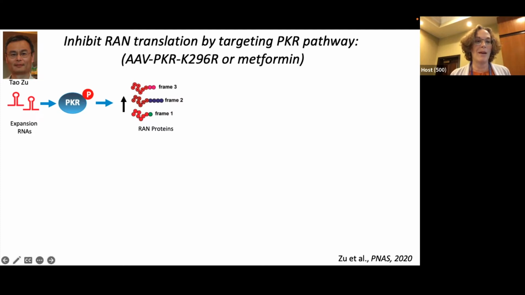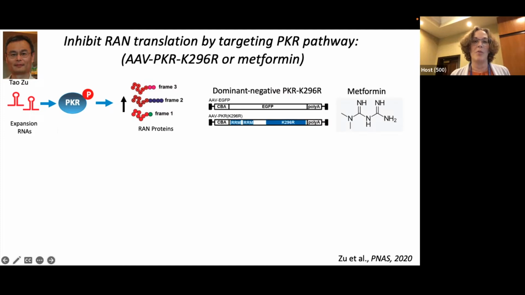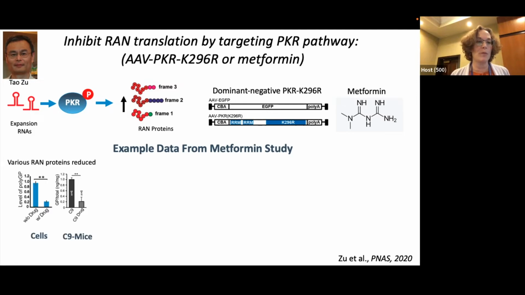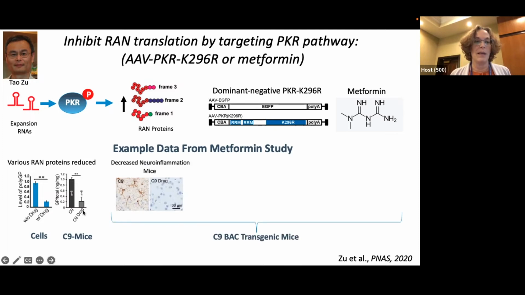But we think PKR is a critical pathway, because you can inhibit PKR with a dominant negative form of PKR, or we discovered with an FDA-approved, really cheap drug, metformin. And so I'm going to show you some example data from the metformin study. It reduces RAN protein levels in cells, and that's across multiple types of repeats. It reduces RAN protein levels in C9 mice, and that's from the metformin study. It decreases neuroinflammation.